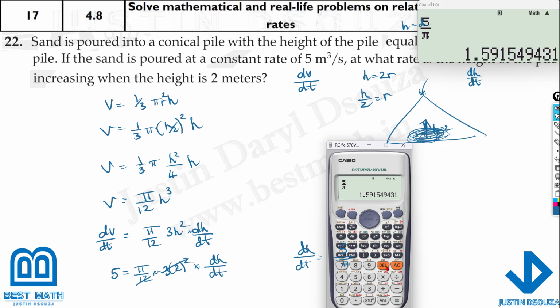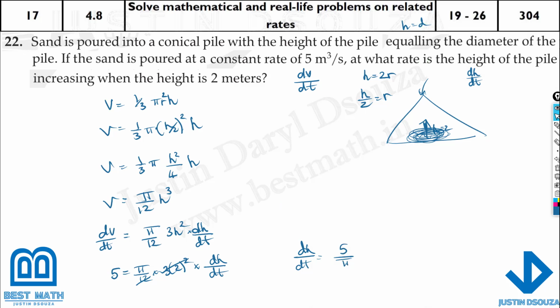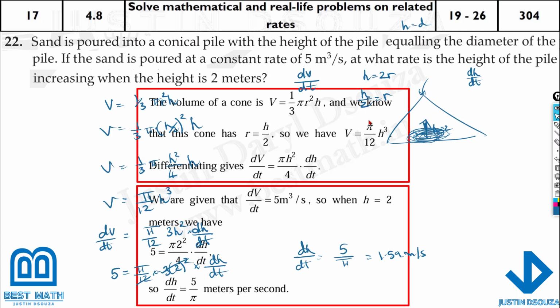Just press equal to, or if it is in fraction again, just press SD, you'll get the answer. It's 1.59. Now that is in terms of meters per second, equal to 1.59 meter per second. That is the rate of change of height with respect to time. So let's just look into the answer.